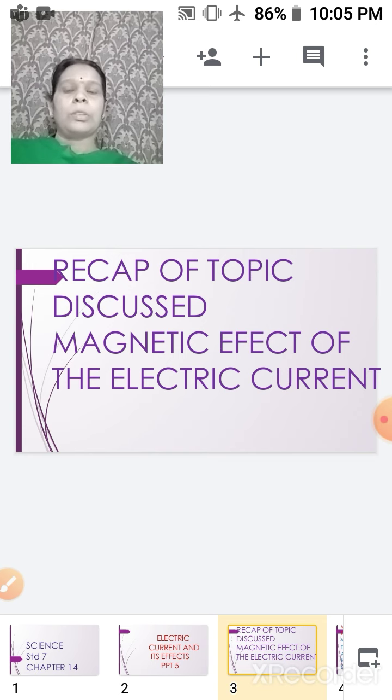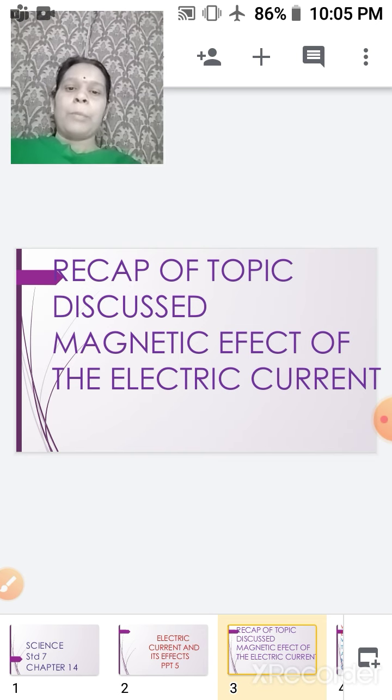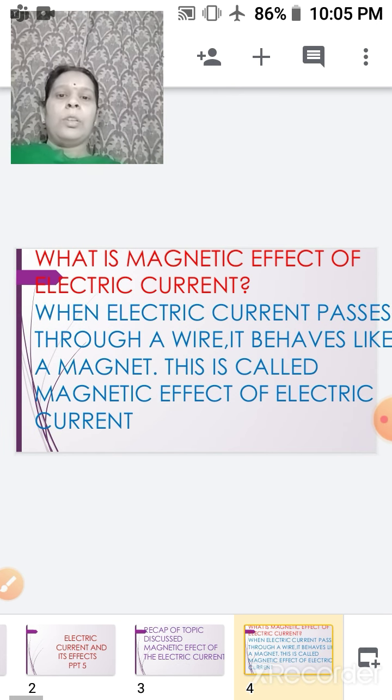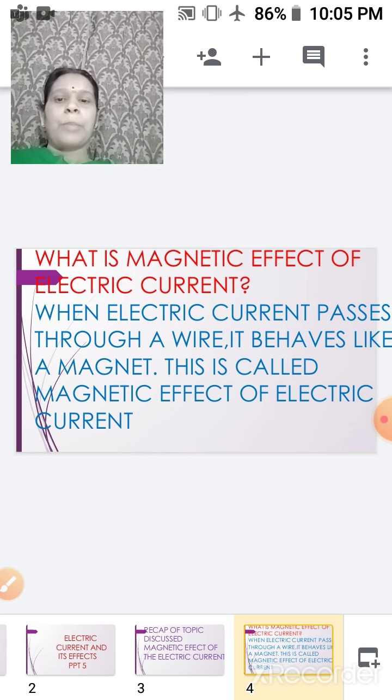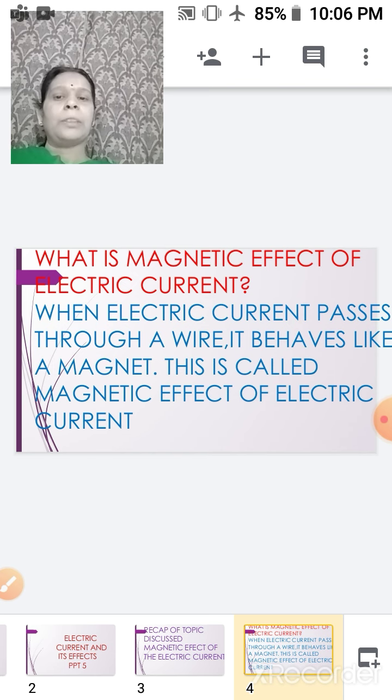We talked about the electromagnet, how the current is related to the formation of a magnet, how this takes place, and how many of the devices work with this magnetic effect of electric current. Children, what is the magnetic effect of electric current? When an electric current passes through a wire, it behaves like a magnet, and this is called the magnetic effect of electric current.